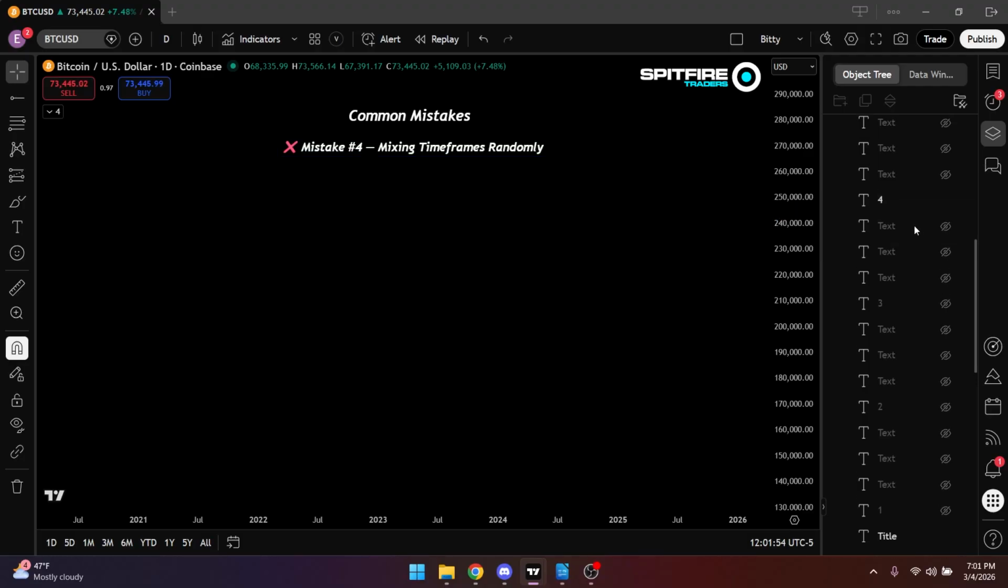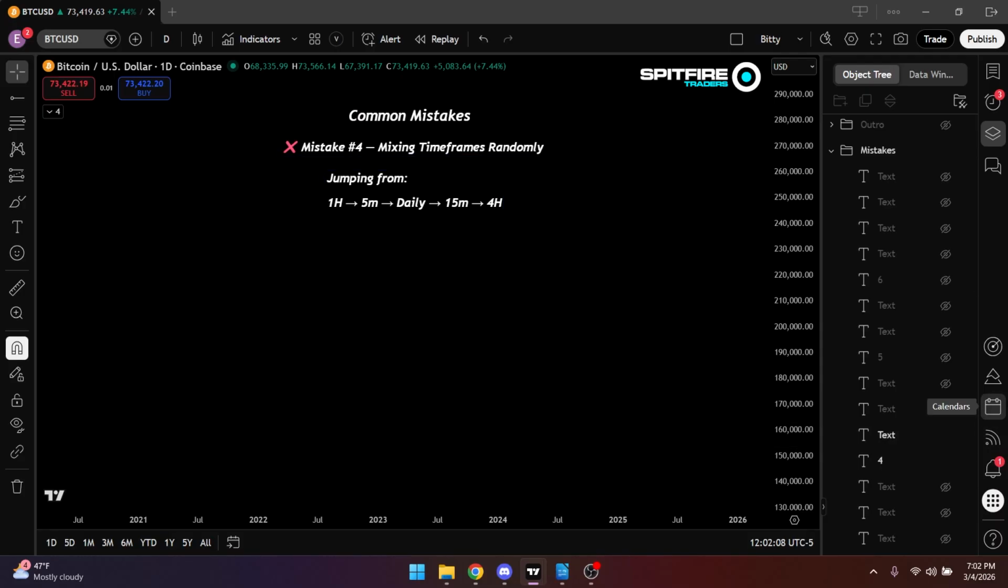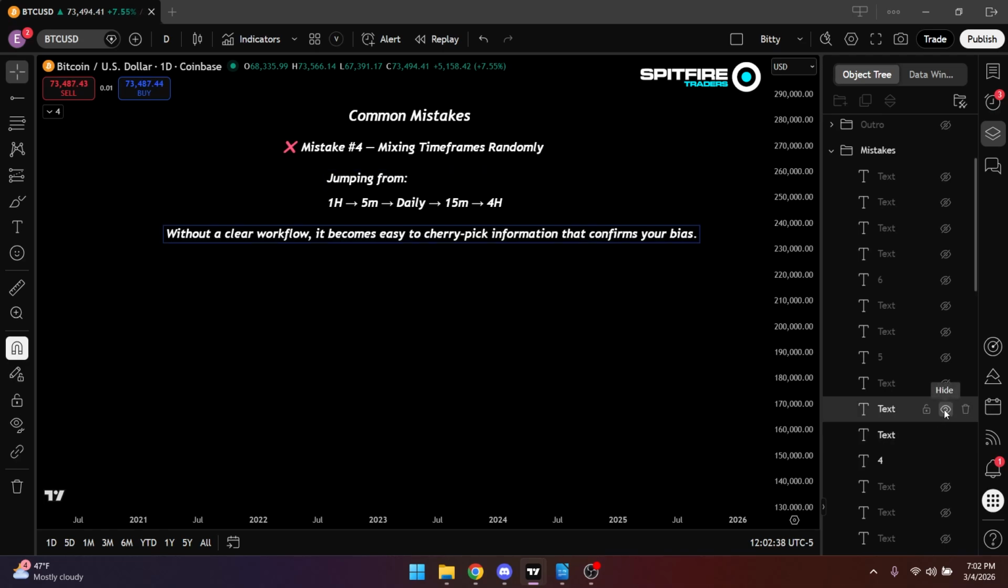Mistake number 4. Mixing timeframes randomly. Another issue is switching between timeframes with no clear structure. For example, jumping from 1 hour to 5 minute to daily to 30 minute to 4-hour charts without a consistent process. When you jump randomly between charts, you often end up confusing yourself. Every timeframe tells a different story. Without a clear workflow, it becomes easy to cherry-pick information that confirms your bias.